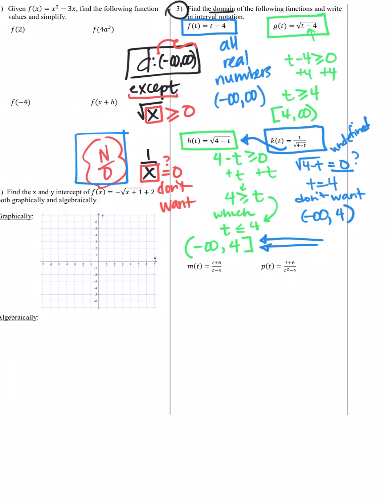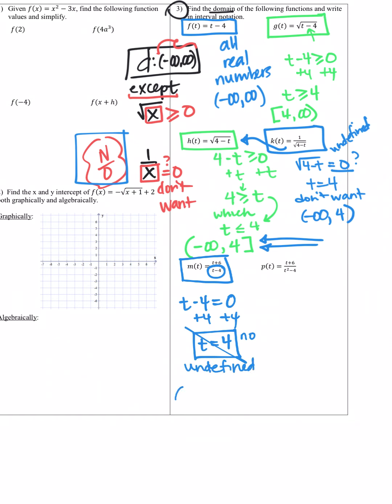All right. For the m of t equals t plus 6 over t minus 4, there's no square roots to worry about, so all we're concerned with is what makes the bottom 0. When is t minus 4 equal to 0? Because that's when we're going to be undefined. Add 4, that happens when t equals 4. So what we're saying then is that's the only number that we don't want. Okay, because that's where we're undefined here.